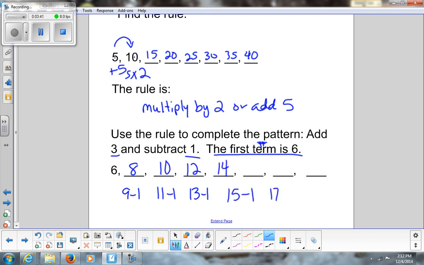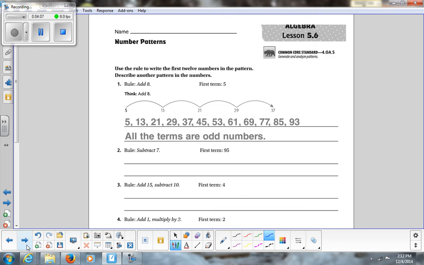14 plus 3 is 17. 17 minus 1 is 16. 16 plus 3 is 19. Minus 1 is 18. 18 plus 3 is 21. Minus 1 is 20. Okay, so we just followed the rule, and the rule is add 3 and subtract 1. You can also see that the pattern is 2's, right? So skip counting by 2: 6, 8, 10, 12, 14, 16, 18. Okay, but finding the rule.